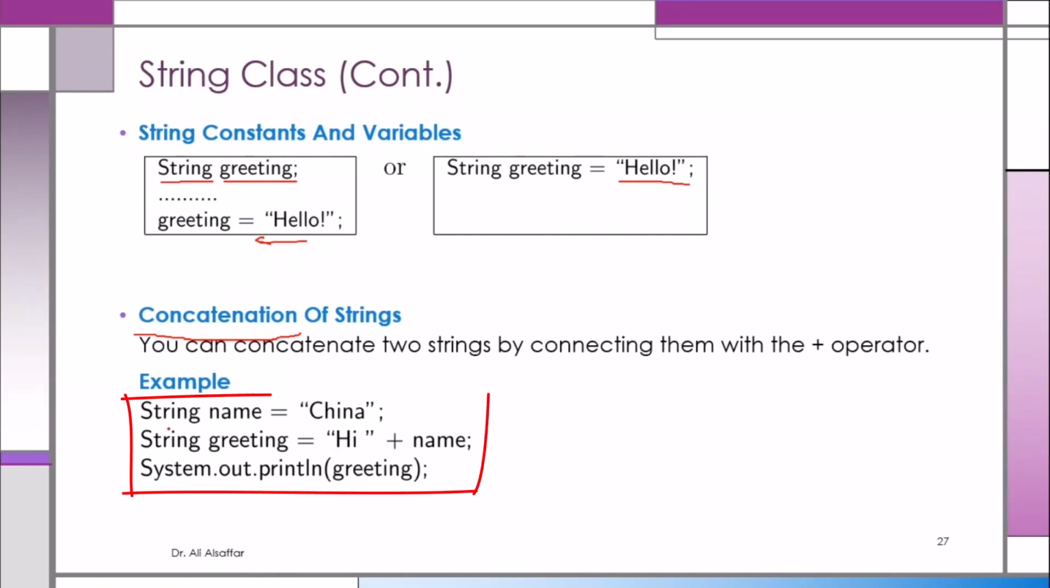Here is an example. Suppose you have a variable name defined as a string and it has China inside. And suppose we have another string called greeting, but I'm using a plus between a string constant and the variable name. So this plus will combine hi with China. See, I'm having a space here, because if I want to combine hi with China, then I need to leave a space. So the result of combining hi with name will be saved into greeting. So when we print the greeting, the output will be hi China.